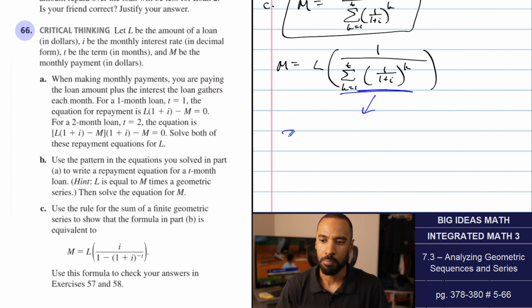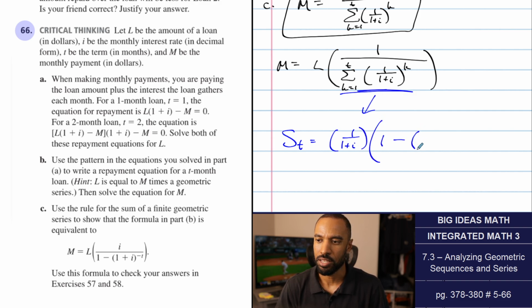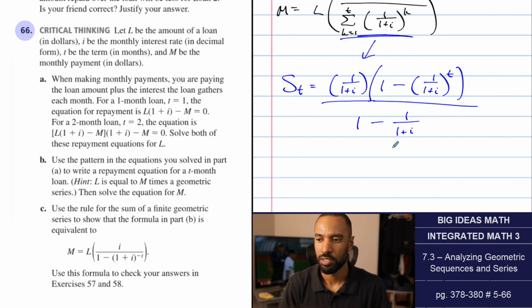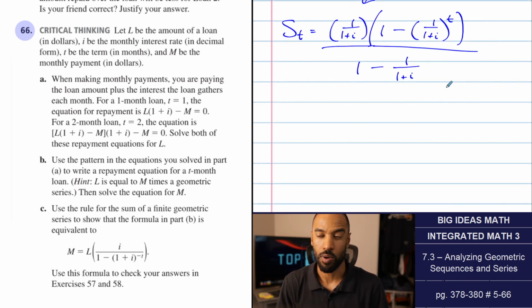So that sum of the first T terms takes the first term, which will be 1 over 1 plus I, and it multiplies by 1 minus the common ratio, which is 1 over 1 plus I raised to the T power, that's n, over 1 minus 1 over 1 plus I. Oh, geez. I don't think I've seen problems this ambitious before from this set. I apologize to anyone who has to do it and who has to watch me struggle through it.